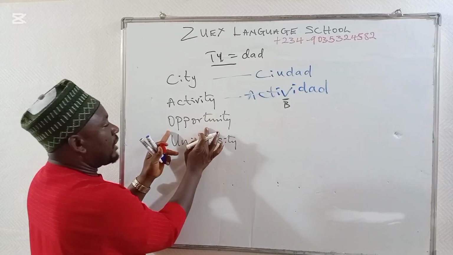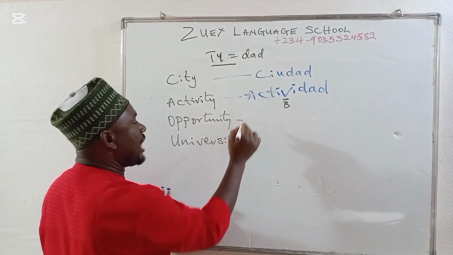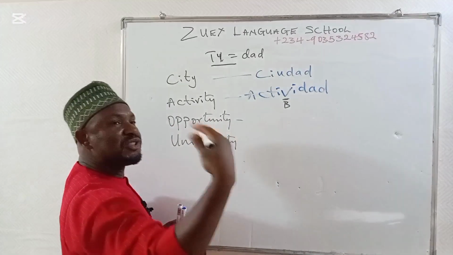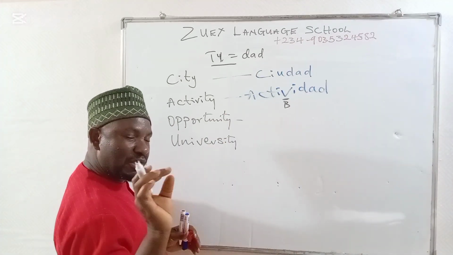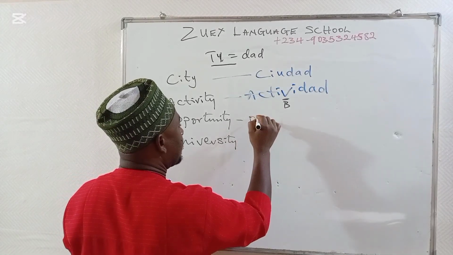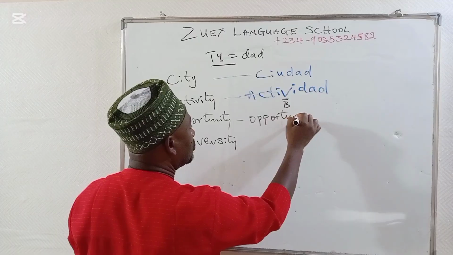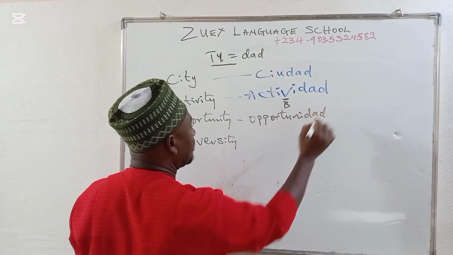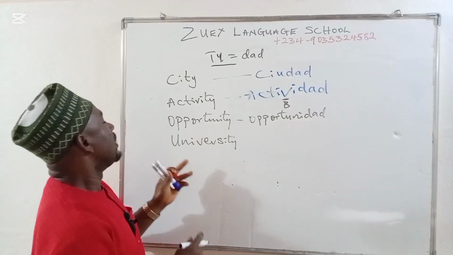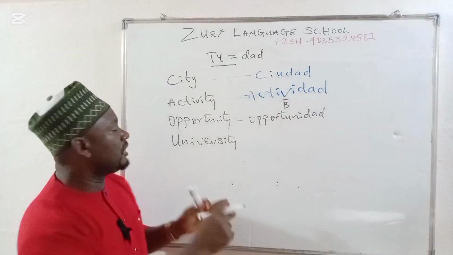Now we have the next one, opportunity. All you have to do. What is opportunity in Spanish? Oportunidad. I'll just give you one second. You can do that. Oportunidad. What you have here is oportunidad. Okay? Oportunidad, right? Now that's simple. Now I'll give you the next one.